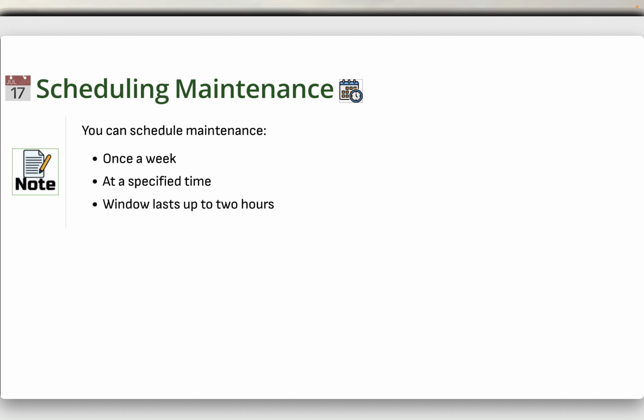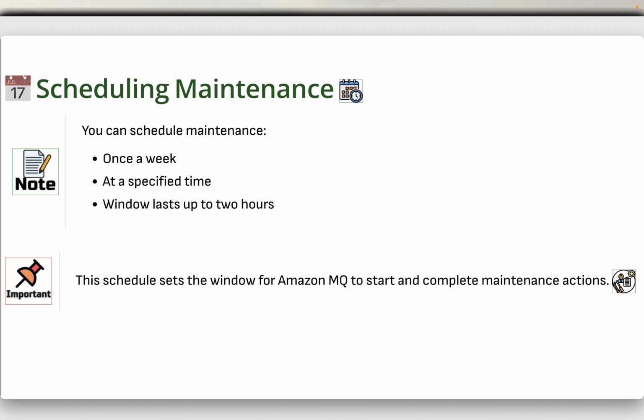Scheduling maintenance. So you can schedule maintenance, for example, once a week at a specified time, and the window lasts up to 2 hours. This schedule sets the window for Amazon MQ to start and complete the maintenance action. So let's see now in detail ActiveMQ first.